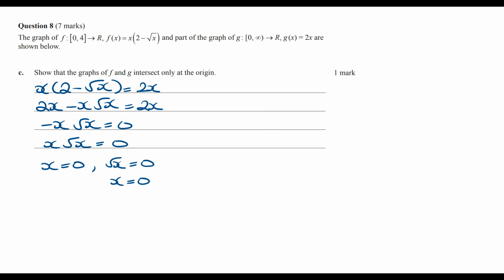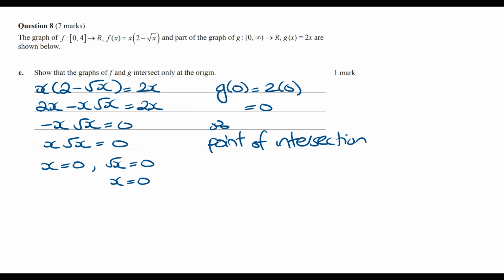To show that the intersection is at the origin, we also need to show that the y-coordinate is 0. To find the y-coordinate, we sub x is equal to 0 into any of the two functions. And so subbing this into the function g of 0 is going to be 2 times 0, which is equal to 0. And so therefore, the point of intersection is at the origin, 0, 0.